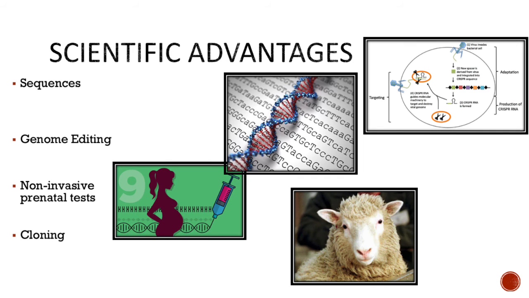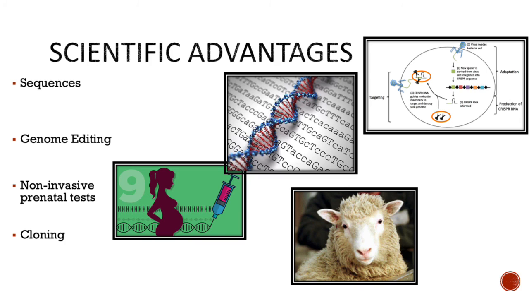Second, we have genome editing. Through a genome editing procedure called CRISPR, scientists can modify aberrant genes. Gene editing techniques use enzymes called nucleases to snip DNA at specific points and then delete or rewrite the genetic information at those locations.